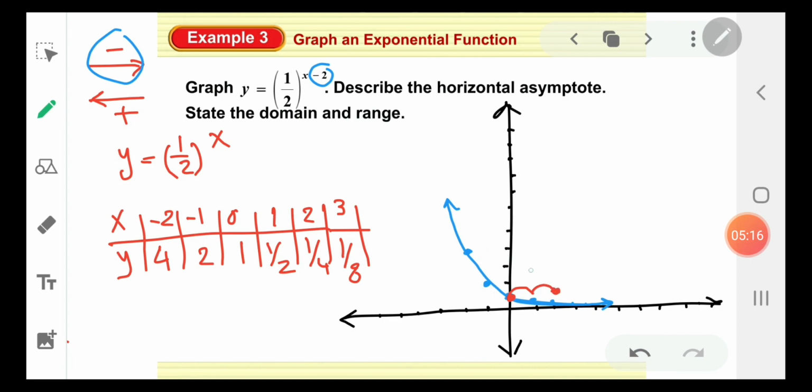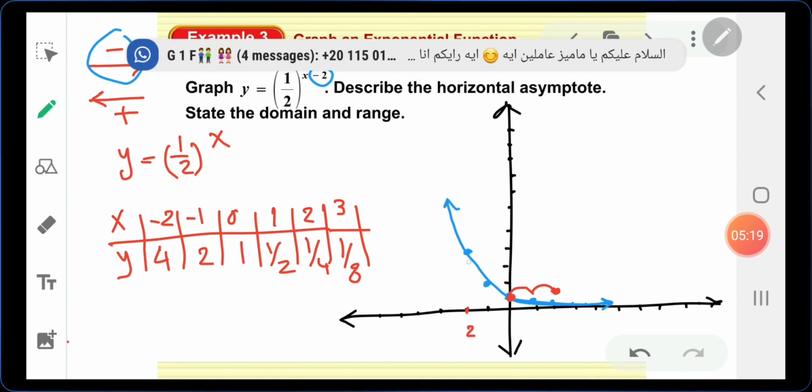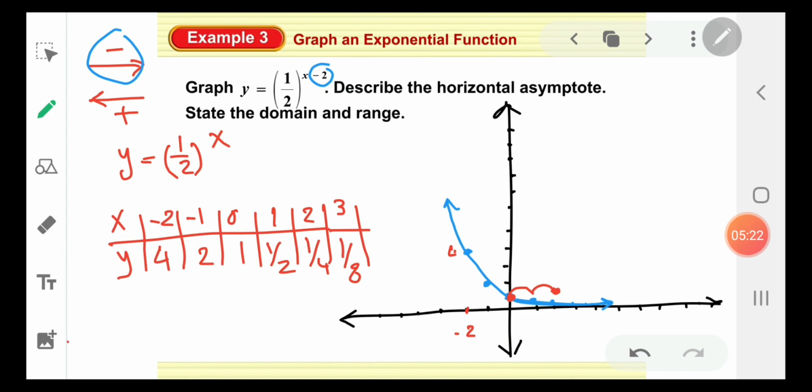Another point you might also translate is this one, which is -2 and 4. I would translate it 2 units to the right, 1, 2, it would be here. Now I can join my new points with a smooth curve again, approaching toward the x-axis and falling down from left to right. About the horizontal asymptotes, as mentioned earlier in 8.1, horizontal translation never affects the asymptote. The asymptote stays the same, which is the x-axis with equation y equals 0. This is the asymptote.